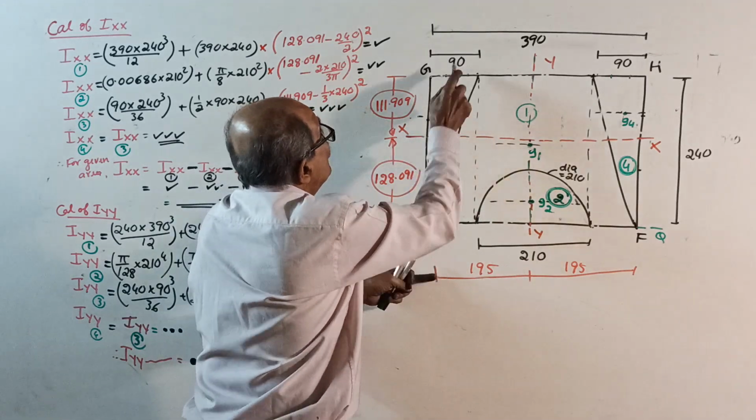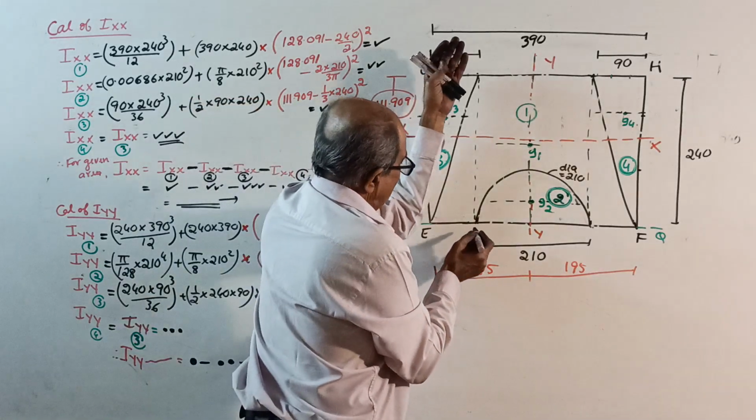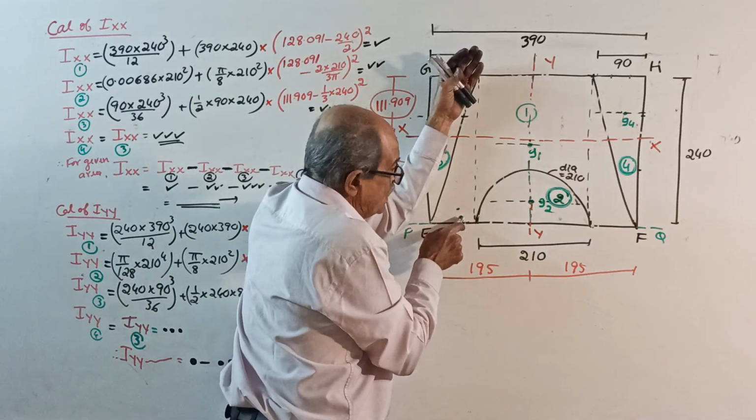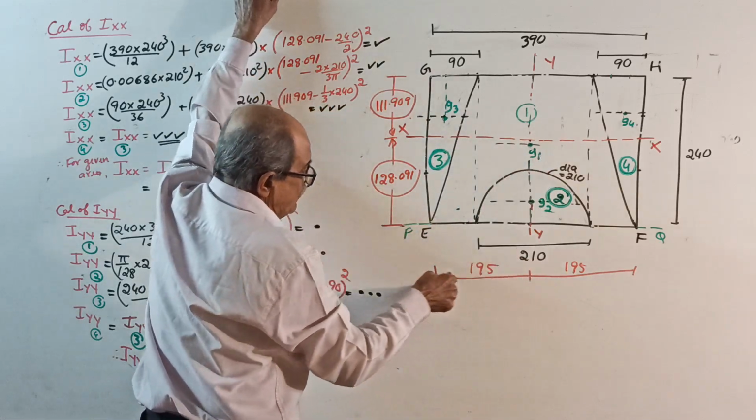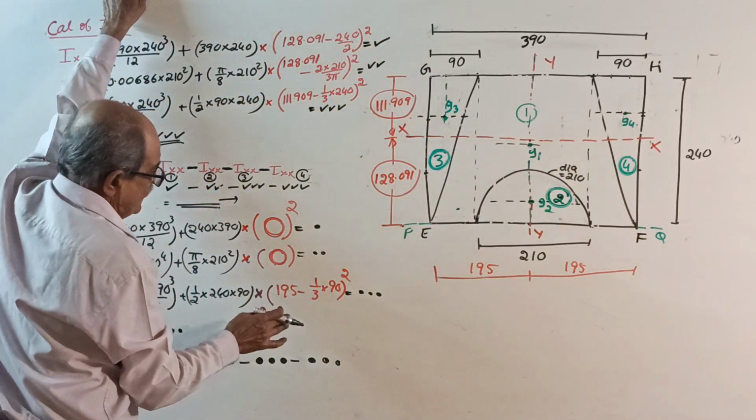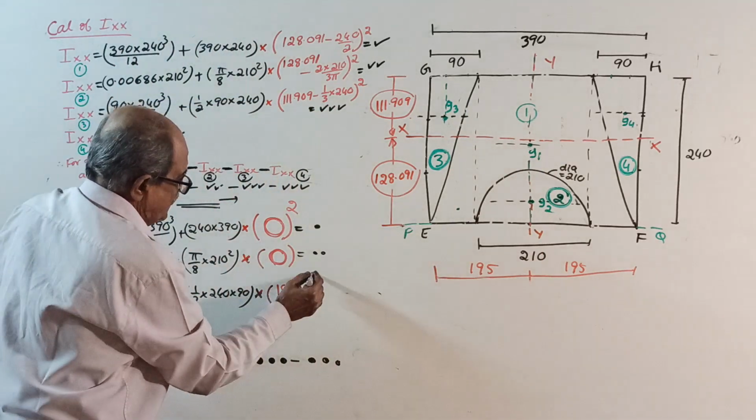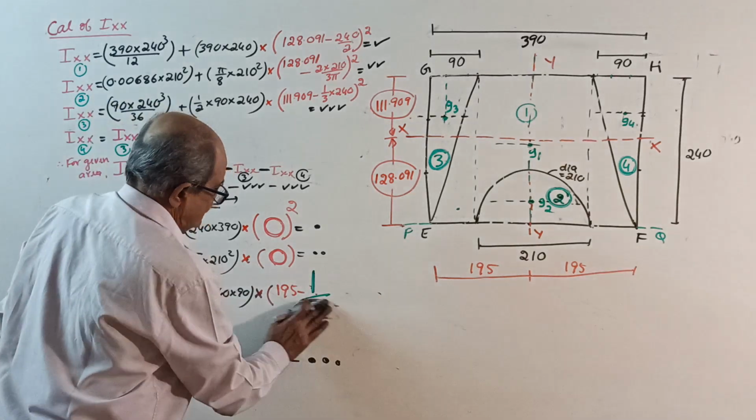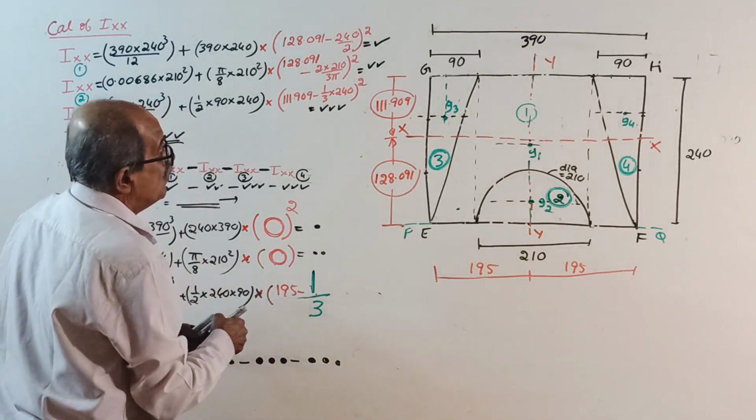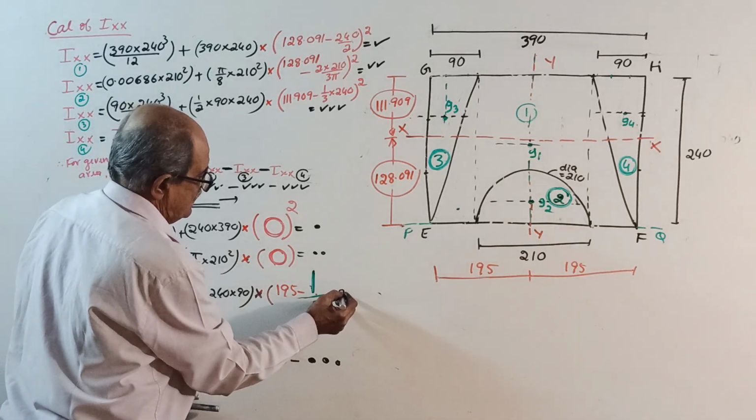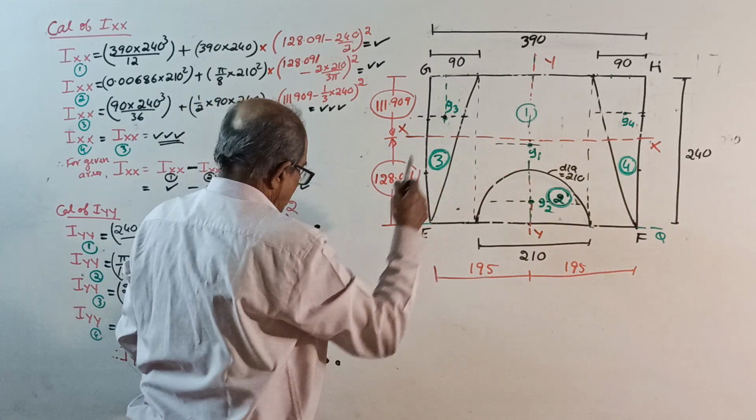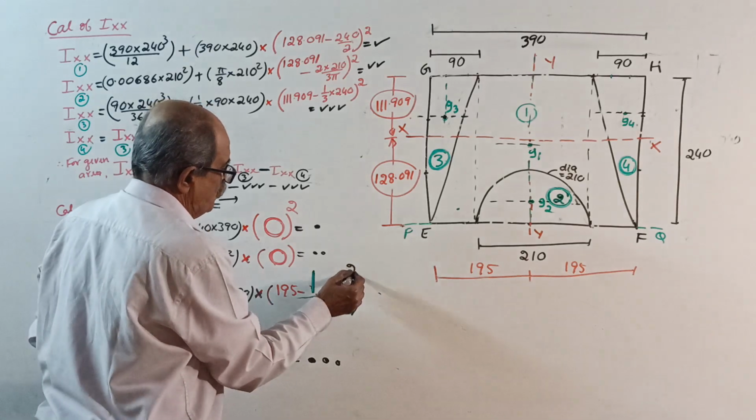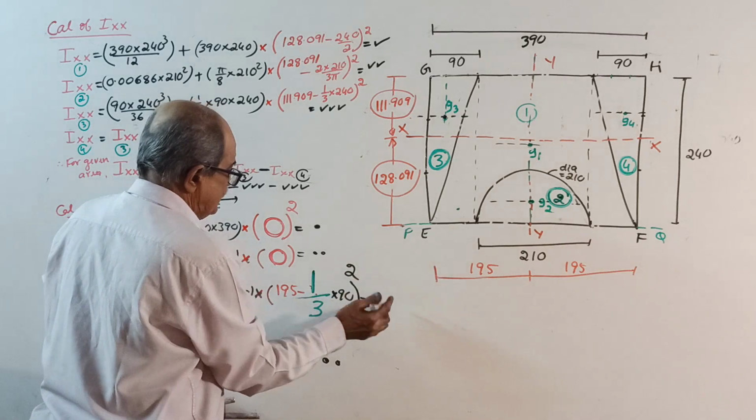minus 1/3 of 90. See, last time the centroid was here. It was 195 minus 2/3. Now it is not that way. Last time 2/3, but this time 1/3 of how much? 90. See, from centroid here, last time I wrote 2/3, this time 1/3 of 90 whole square. Okay, black color will do. Write the answer. Let it be triple dot.